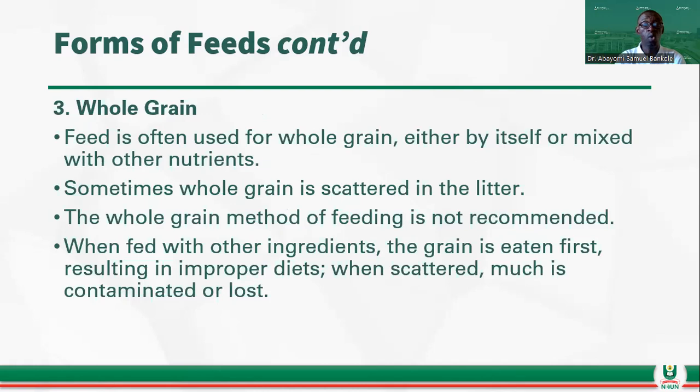Another form is the whole grain. Now, feed is often used as whole grain, either by itself or mixed with other nutrients. Sometimes whole grain is scattered in the litter. The whole grain method of feeding is not recommended. Why? When fed with other ingredients, the grain is eaten first, resulting in improper diets. When scattered, much is contaminated or lost. So you need to take note of this.